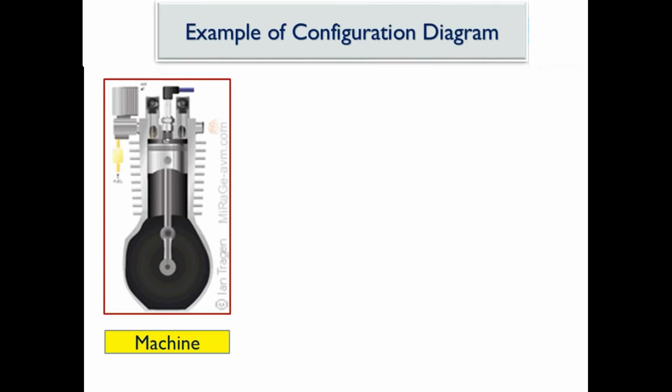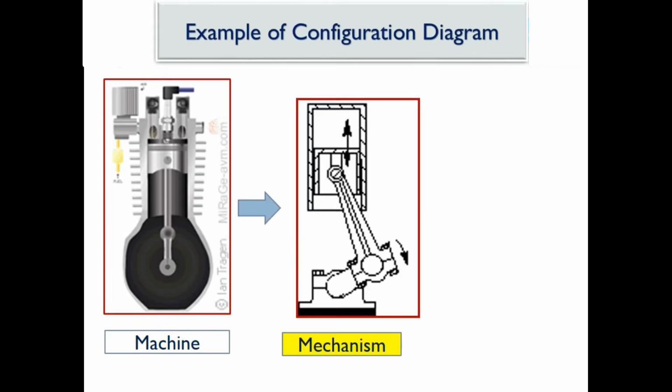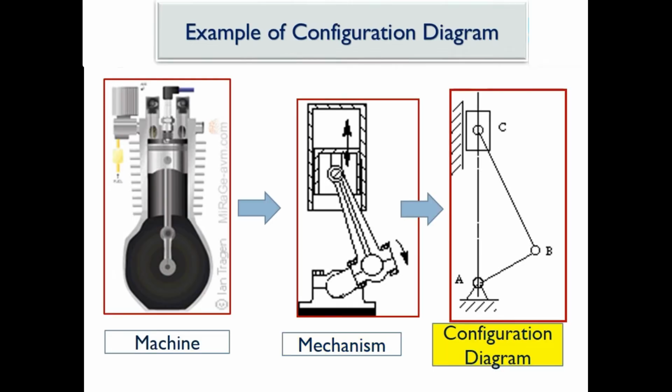The meaning of configuration diagram will be best understood with this illustration. So what we see here is an IC engine. This machine, the IC engine, has a slider crank mechanism in it. So the slider crank mechanism is shown separately. The involved slider crank mechanism, if it is drawn by a line diagram, a skeleton diagram, that obtained diagram is known as configuration diagram or space diagram, which is shown.